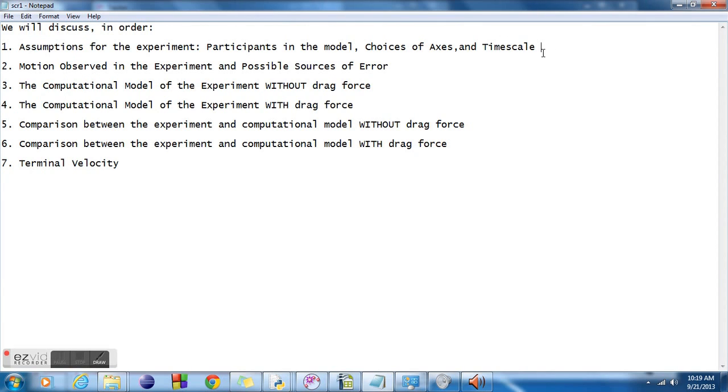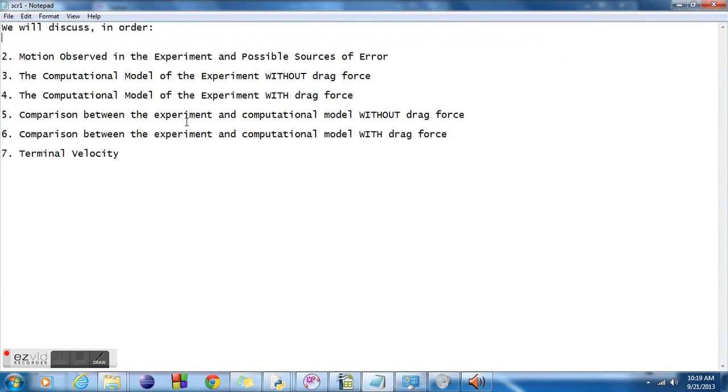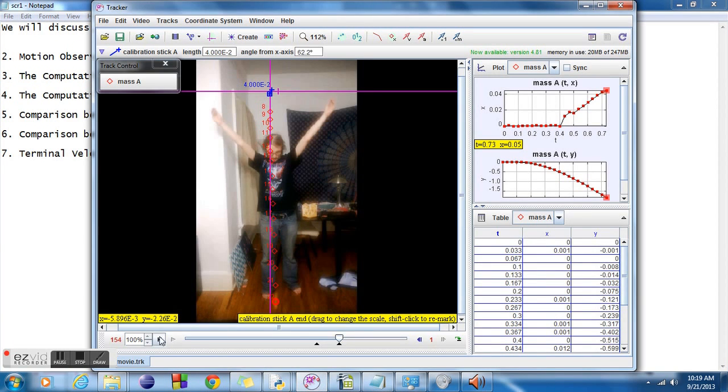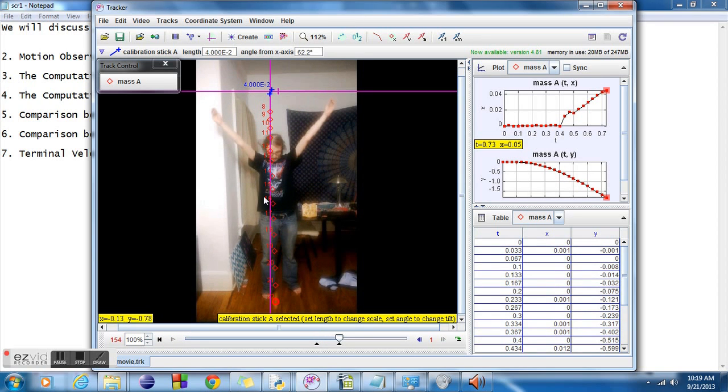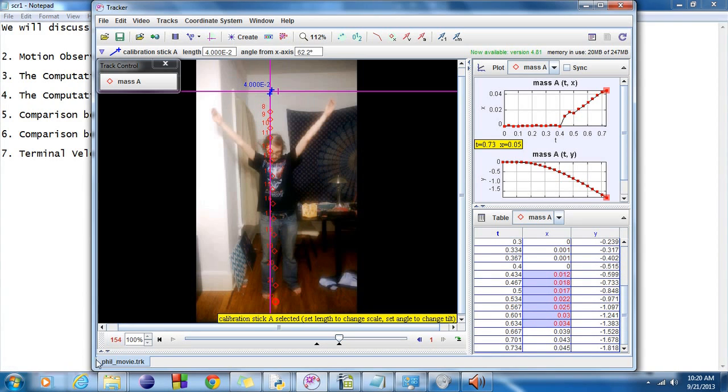Let's move on to the motion observed in the experiment and possible sources of error. My ping pong ball starts at zero initial velocity. It was held at rest by my hands. Then I let go and the ball falls in the negative y direction. Note that at the end of the ball's trajectory is a slight variation in x position. There may have been a slight unintentional spin added to the ball, such that there is movement in the x direction as well. We can already predict some mismatch between our experiment and model based on that fact.